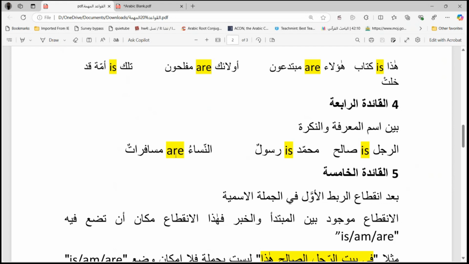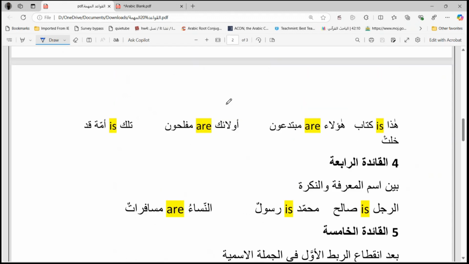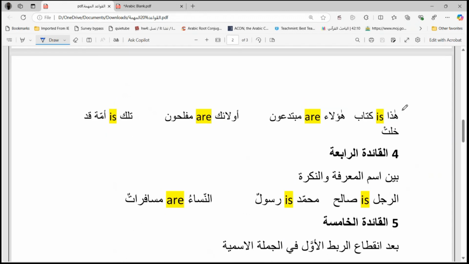An-nisa'u. See, there is alif lam before it, an-nisa'u, and then musafiratun. The women are traveling. This is marifa, this is nakira, and in between is an is. You will see a lot of examples of this nature. Likewise, we saw the example with asma'ul ishara here. This is also marifa, haza, and kitabun is nakira. So this is how you solve it. You can also solve this example by applying this qaida. This is marifa, this is nakira.